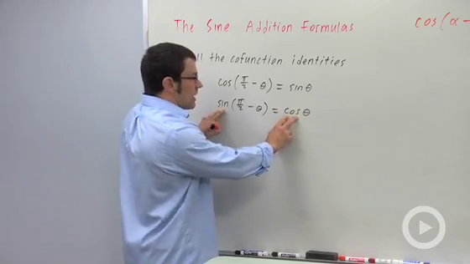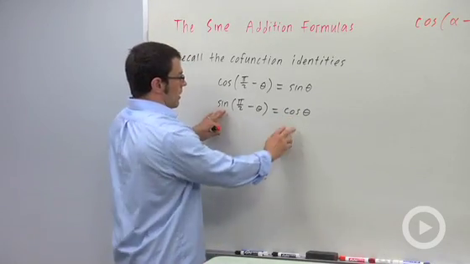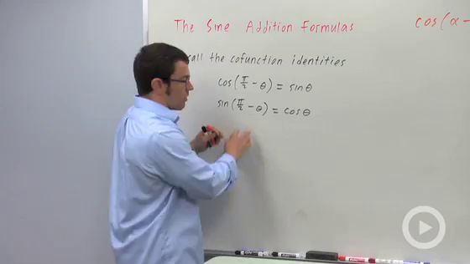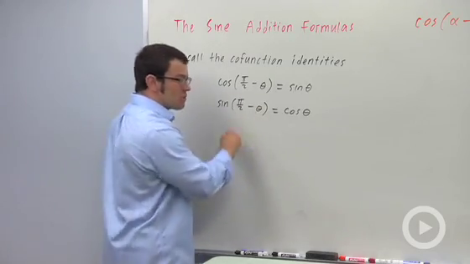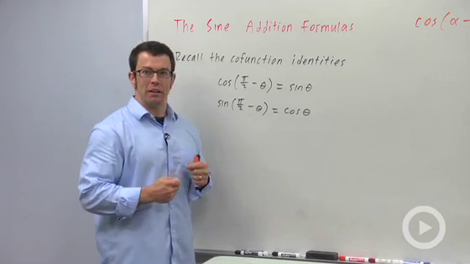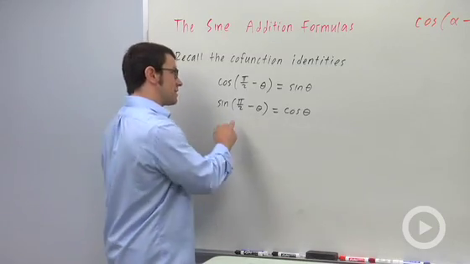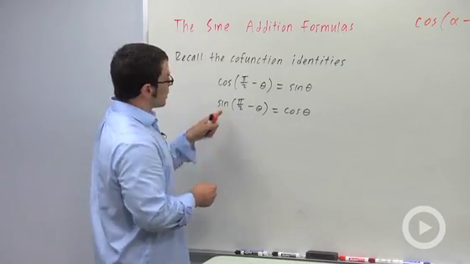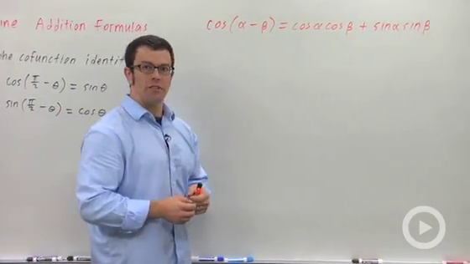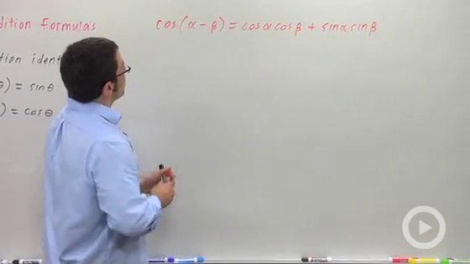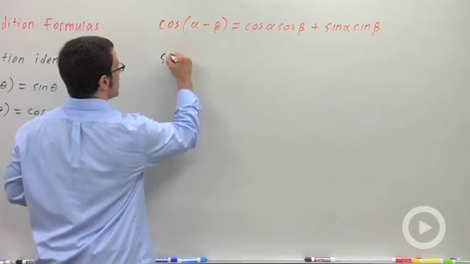Remember that sine and cosine are cofunctions of one another, and in order to transform one into the other, all you have to do is replace theta by pi over 2 minus theta. And pi over 2 minus theta is the complement of theta, so you're just replacing theta with its complement. Anyway, we're going to use those two identities in our proof, and we're also going to use the cosine of a difference formula. So, what's the sine of a sum?